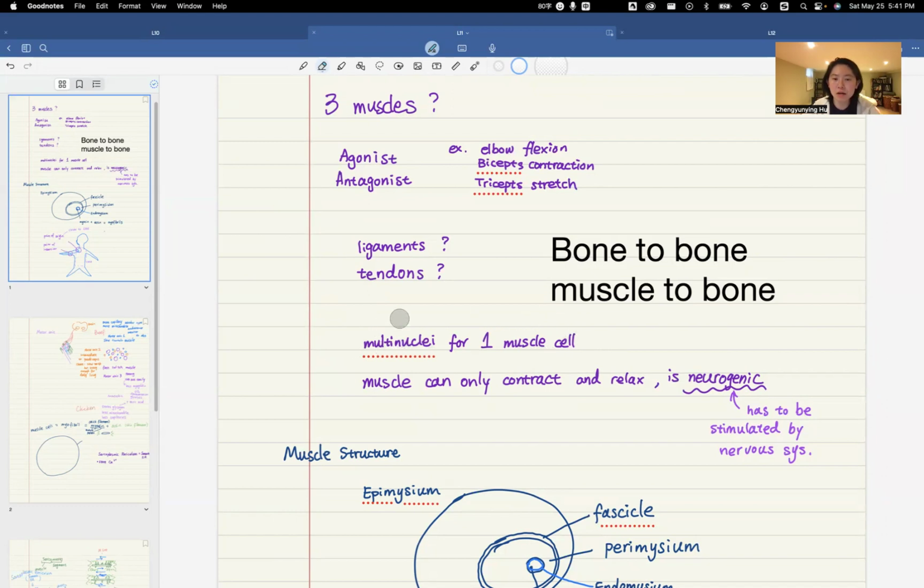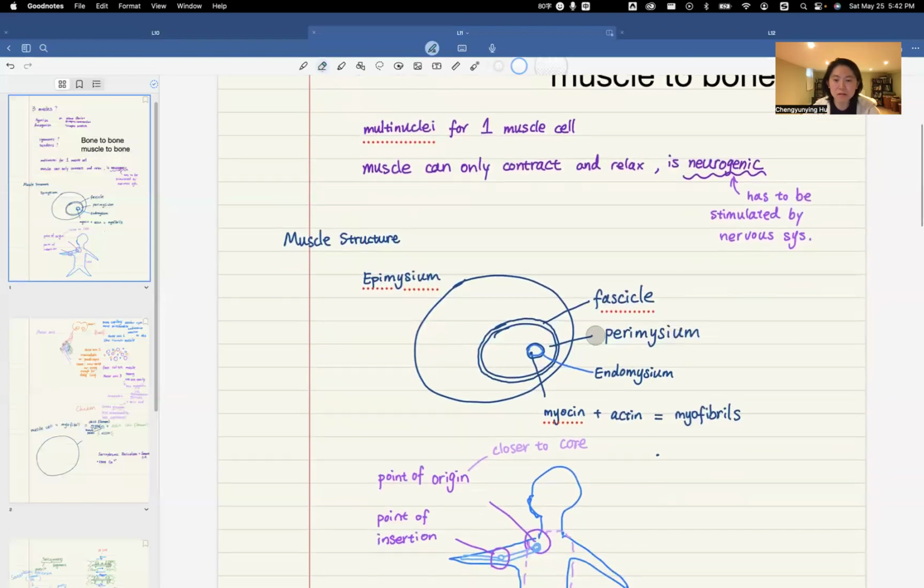And muscle cells are multinucleated. Muscle can only contract and relax. It's neurogenic, so it has to be stimulated by the nervous system. Just good to know. These are all the background information. And for this, you do not need to know the order of which one is the most outside, superficial and deep, not for the exam.